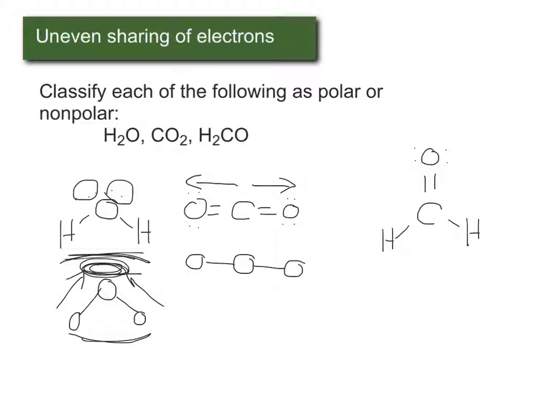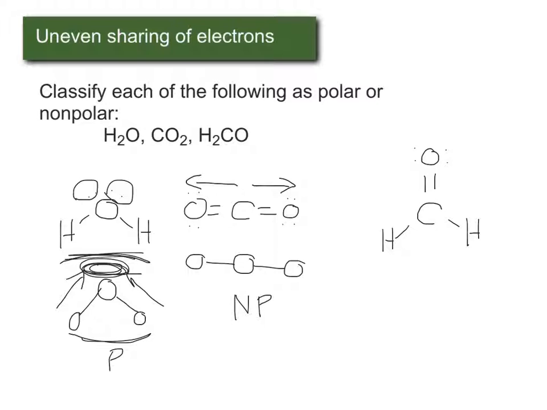Okay, so this is a case where we have polar bonds, because the carbon-oxygen bond is polar, because they have different electronegativities, but we do not have a polar molecule. This is a non-polar molecule. So I'll write an NP here and a P here.